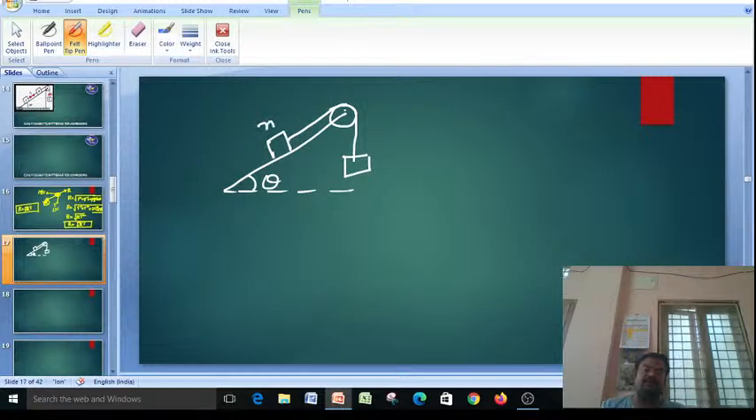It is M block and it is 2M block, here it is there. Okay, this is the 2M block and that is the M block. Then I want to find out the acceleration of the block in this case.